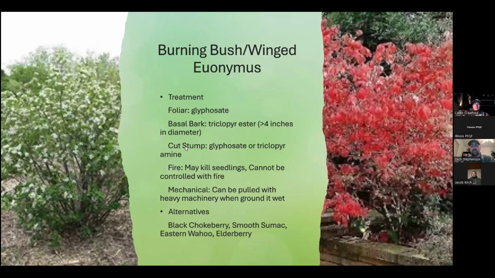For cut stumps, you could use glyphosate or triclopyr amine. Fire may kill some of the seedlings, but it cannot be controlled with fire. So, as fire is a really good alternative for some invasives, for this one you'll want either the mechanical or chemical approach to make sure that you can get those taken care of as well as you can. For mechanical, it can be pulled with heavy machinery when the ground is wet, just to make sure that you get that whole root system out of there.